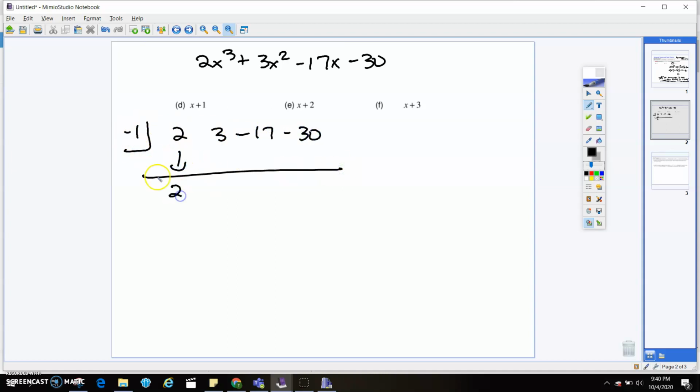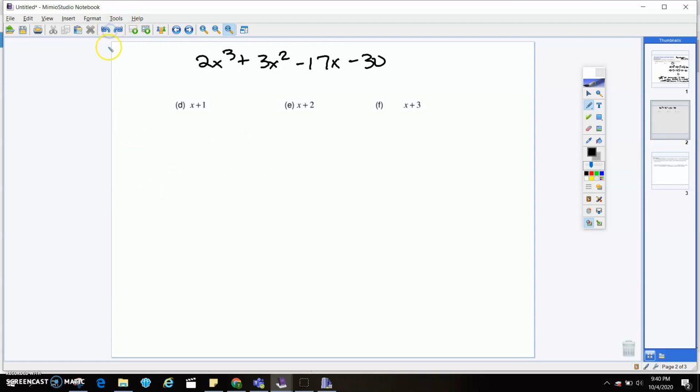Bring down the first term, multiply. Oh, but I don't even have to do any of that, right? I'm doing it the long way. I'm sorry. Okay, I can actually just change the sign and plug it in. So I'm going to do that because that's a little bit easier and I'm less likely to mess it up, right? Hopefully, maybe.